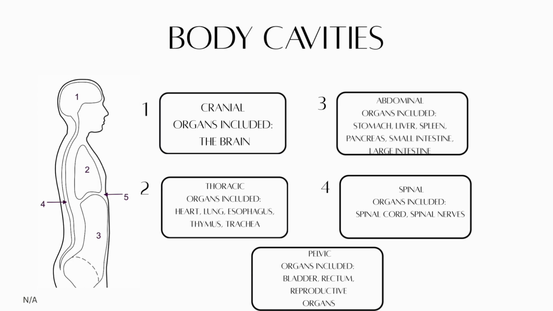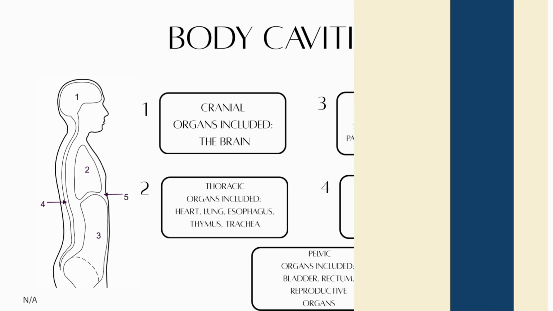The dorsal cavity is posterior, meaning it is at the back of the body, and houses the cranial and spinal cavities, which are essential to the body's nervous system. The cranial cavity contains the upper part of the skull and the brain. The spinal cavity, which is long and narrow, contains the spinal cord.